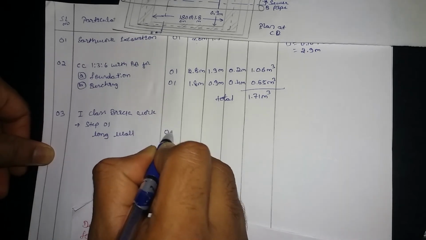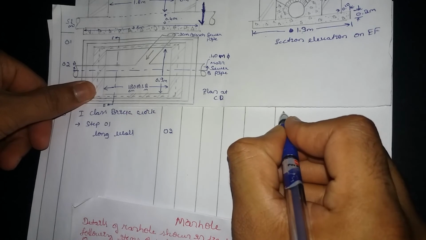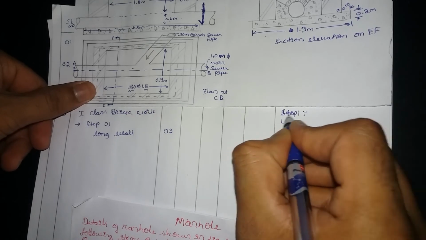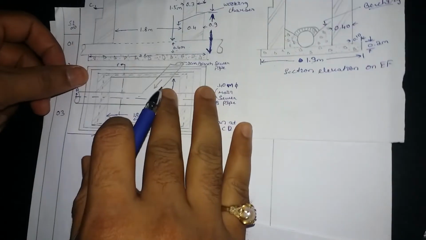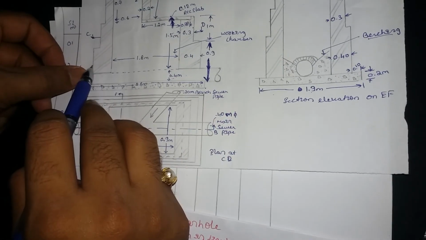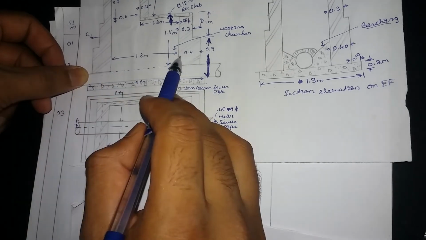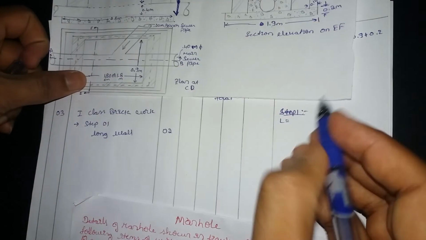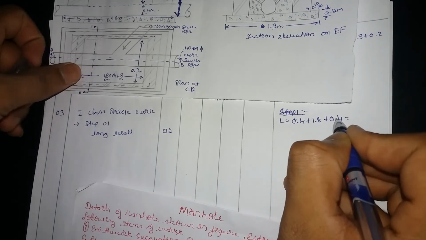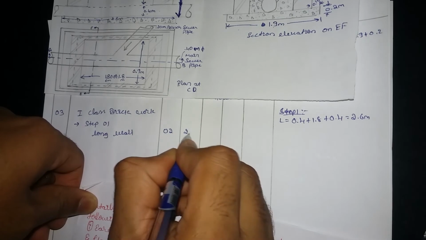So long wall, number of long walls will be 2. Now we need to find out its length. Sorry, step number 1, first step 1. What is the length of that long wall? See, from this length we are talking. This is the breadth of the wall: 0.4 plus 1.8 plus 0.4. Okay, this is your length. So 0.4 plus 1.8 plus 0.4, how much are you going to get? It is around 2.6 meter.